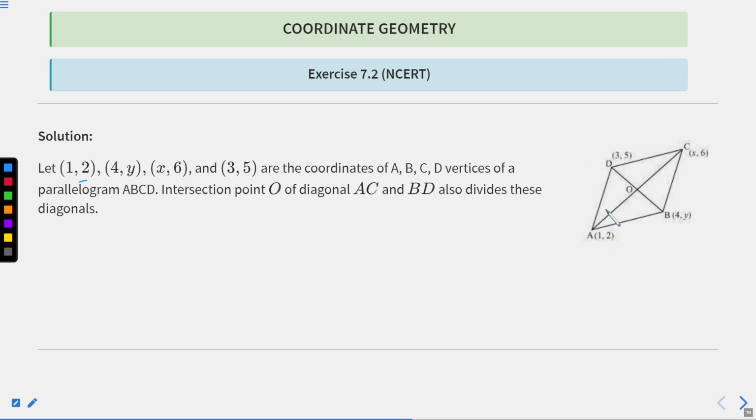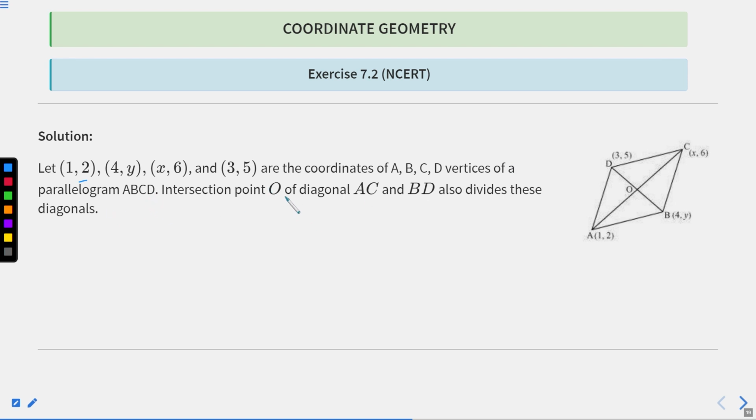So here the coordinates of A are (1, 2), the coordinates of B are (4, y), the coordinates of C are (x, 6), and the coordinates of D are (3, 5). These coordinates are vertices of a parallelogram ABCD.